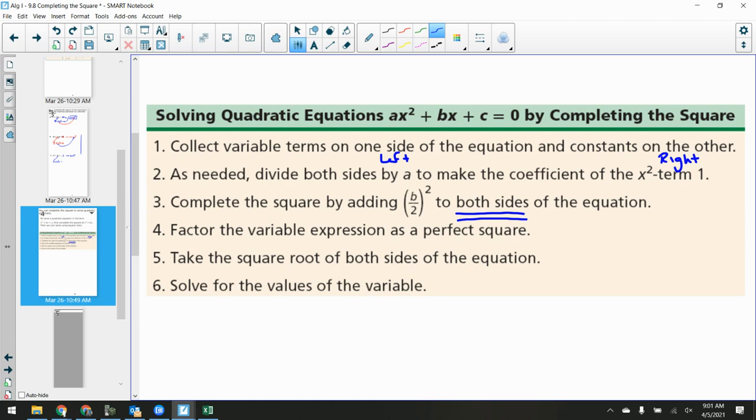Step 4, factor. You shouldn't even need to think about factoring because it will always factor into x plus or minus b over 2. Step 5: take the square root of both sides and then solve. The last couple steps are all just algebra, just solving the equation. That's pretty much it. Okay? All right, let's take a look at it.